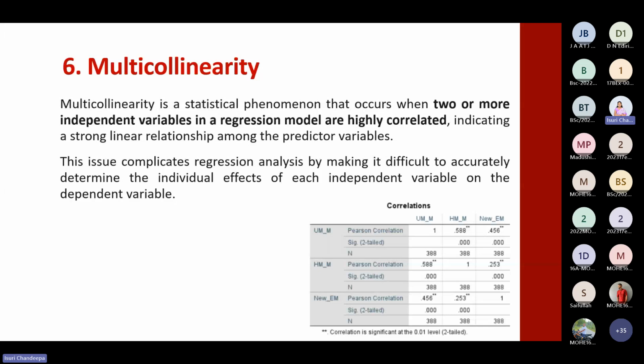Okay. The next one, multicollinearity. What do you mean by multicollinearity? You may have experience with multicollinearity. Yes, it occurs when two or more independent variables in the regression model are highly correlated.